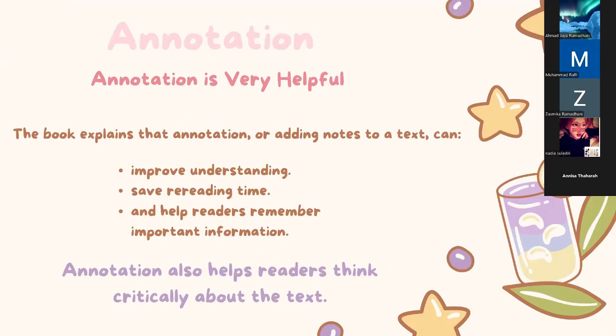Next slide. The book explains that annotation, or adding notes to a text, can improve understanding, save reading time, and help readers remember important information. Annotation also helps readers think critically about the text. Next slide.